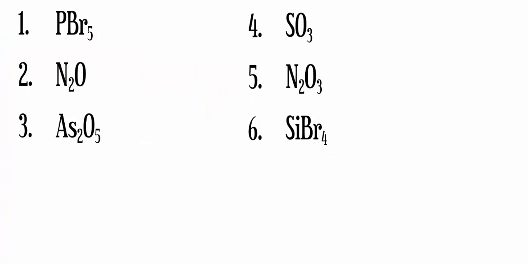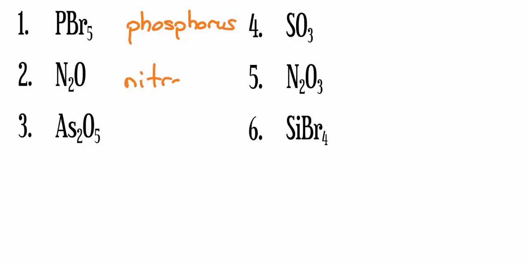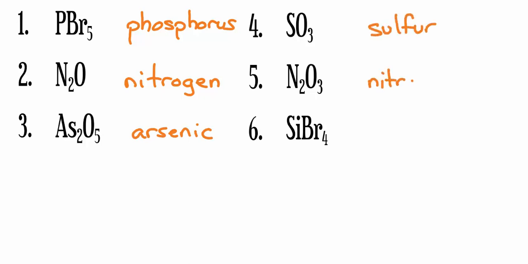We have PBr5. We'll go about this systematically, and we're going to write out phosphorus because it was first. We'll come back and write bromine in a moment. Next, we've got nitrogen first, arsenic first, sulfur first, nitrogen first, and silicon first. As I said about the bromine, we'll sweep back through and add in the second.